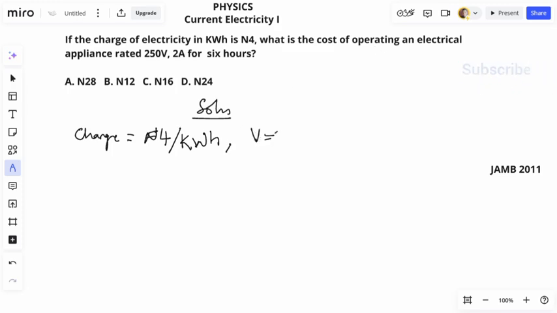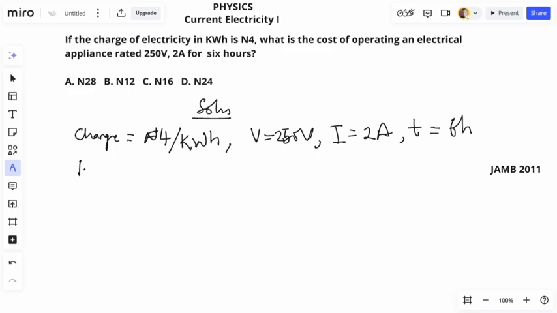We have our voltage to be 250 volts. Then we have our current to be 2 amps. And then we have our time, T, to be 6 hours. So we have to calculate the cost of running an appliance having these ratings for 6 hours. So the first thing we're going to write out is the formula for calculating electrical energy.